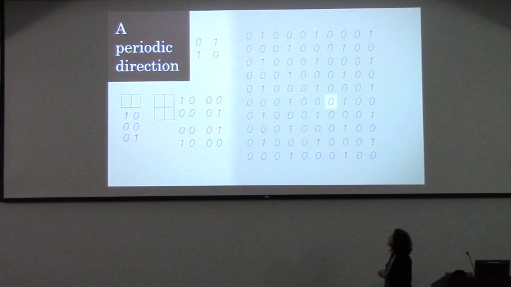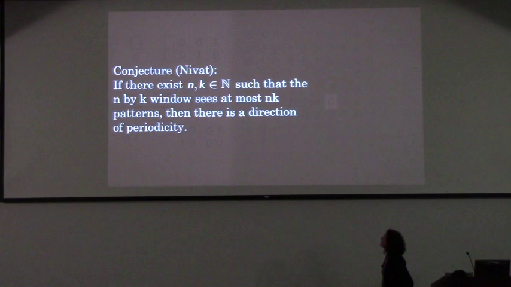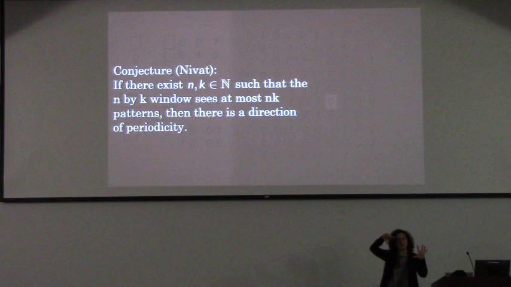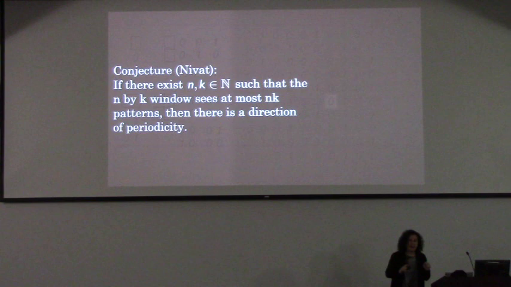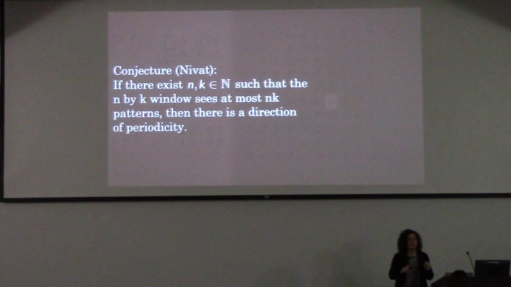Conjecture just means that we don't know how to prove it, but Maurice Nivat made this conjecture and believes it's true. It says the following: if there exists an n and a k, so they think about this as an n by k window, some rectangle that has n on one side, k on the other side, such that it sees at most n times k patterns in it, then there is a direction of periodicity. There is some direction that you can go in to see periodicity.